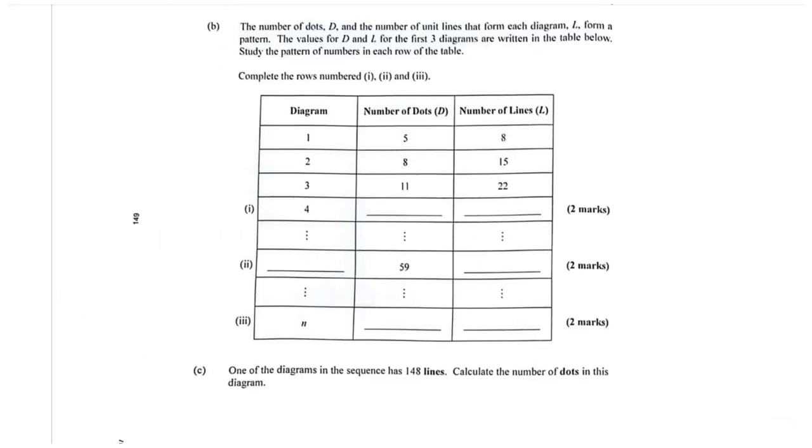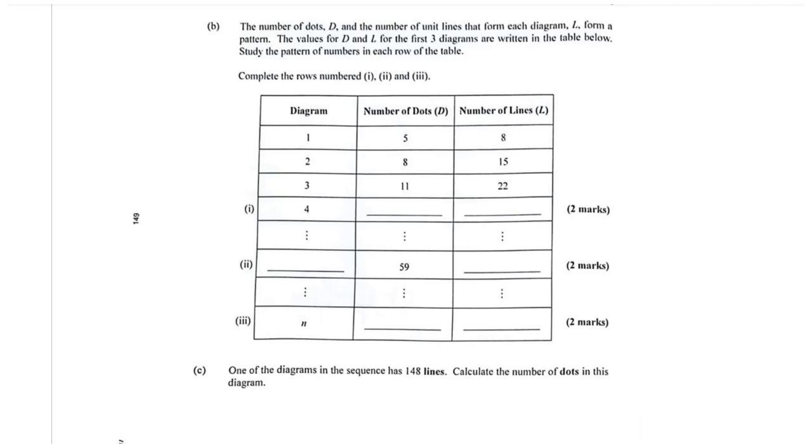So part B, the number of dots D and the number of unit lines that form each diagram L form a pattern. The values for D and L for the first 3 diagrams are written in the table below. Study the pattern of the number in each row in the table.